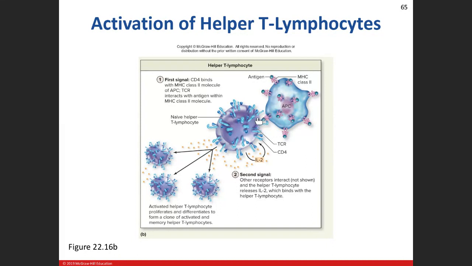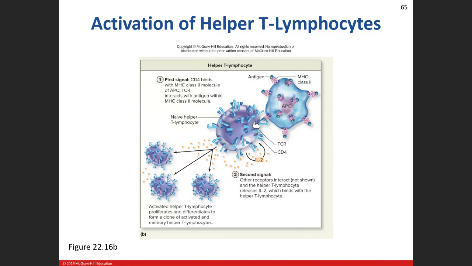So they come in contact with one another. The T cell receptor recognizes the antigen, and then the CD4 molecule stabilizes that connection there. Now, there's other receptors on here too. It's not just one single receptor that is actually engaging with the antigen presenting cell.